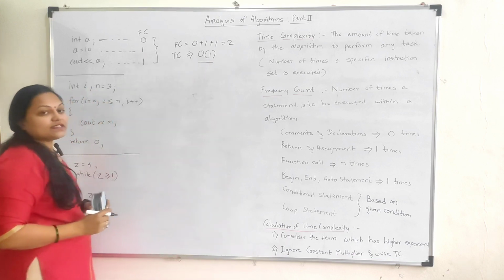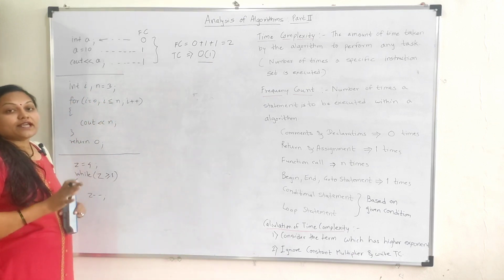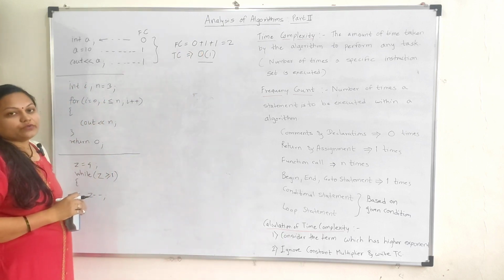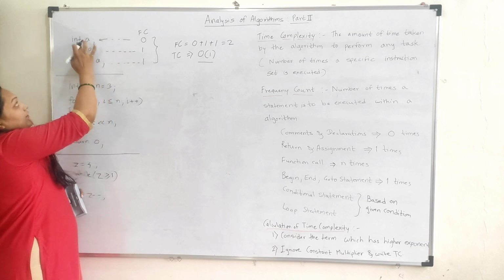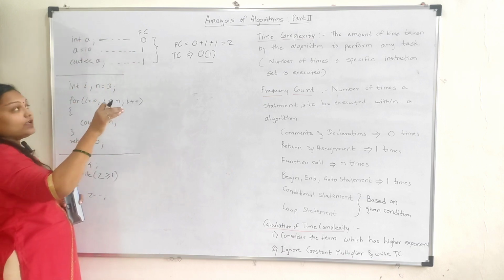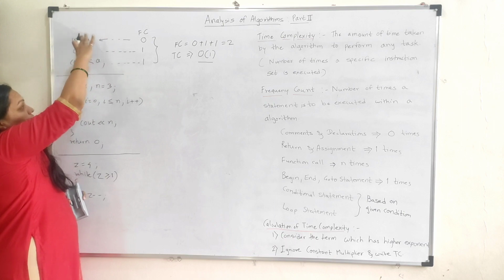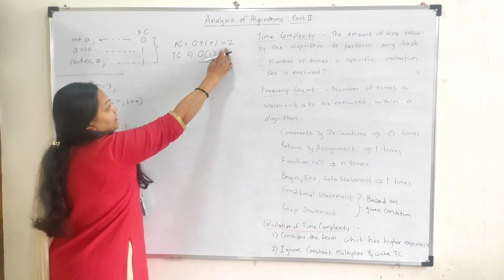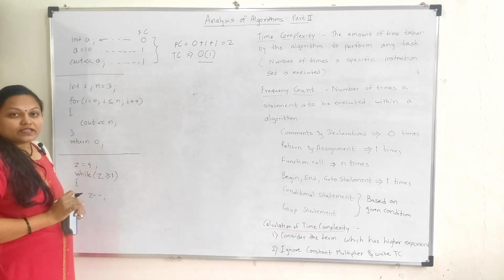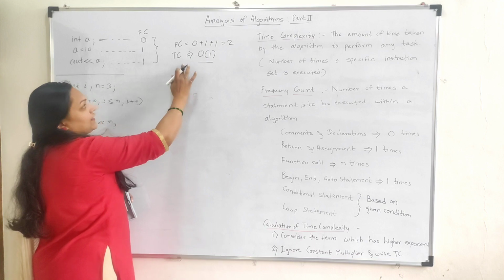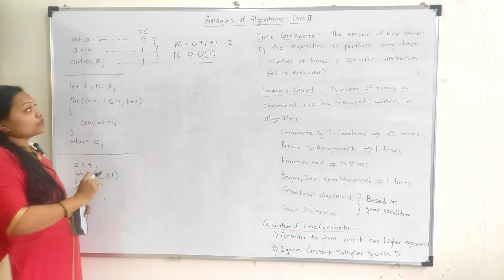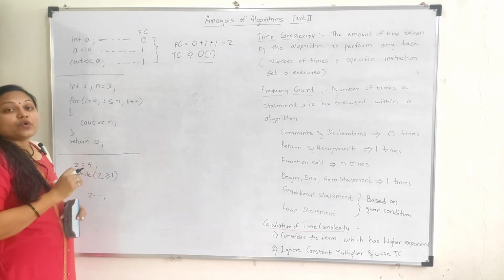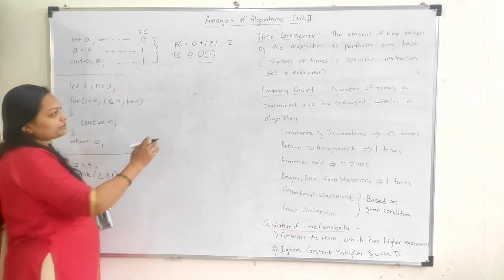This type of complexity we can say is a constant time complexity. A constant value is there for the frequency count. See, this frequency we have calculated for a single statement. If you want to calculate frequency for all this code, you need to add the frequency for each and every statement and find out the total frequency count, and by using that we can calculate the time complexity. So time complexity for this is big O of 1, that we can say is constant time complexity.